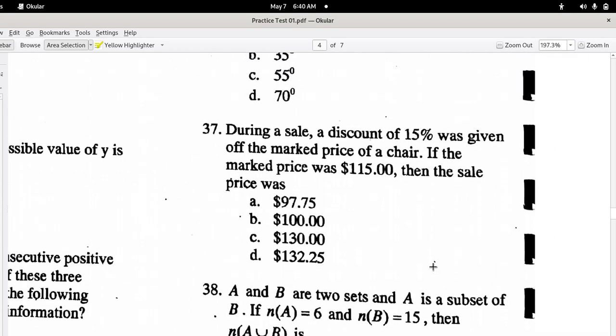Here, during a sale, a discount of 15% was given off a marked price of a chair. If the marked price was 115, then the sale price was, so 15% of 115. Get what you get. Take it off from 115, and you should get what the price is for the discount. Alright?